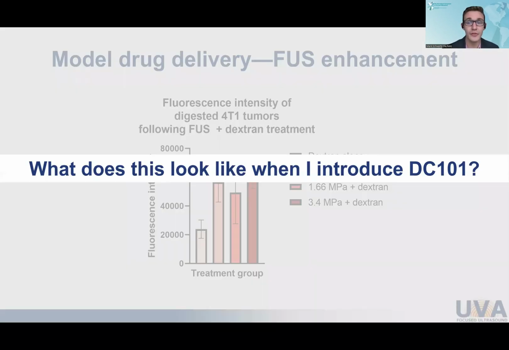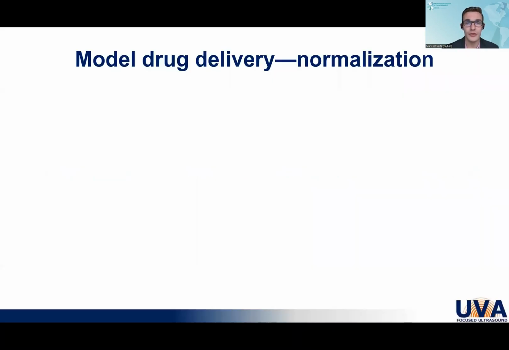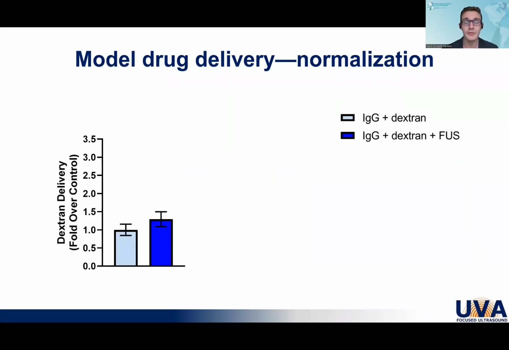And so we then answered this question of what happens when we introduce DC-101 into the system and found the results were quite interesting. So here we analyzed our fluorescence a little bit differently. We normalized to sham first and then set the baseline dextran only group to a value of 1 and measured the fold over that dextran only group as an augmentation of FUS with the amount that was delivered in that group. So we see here a quite modest increase with the layering of FUS on top of dextran.